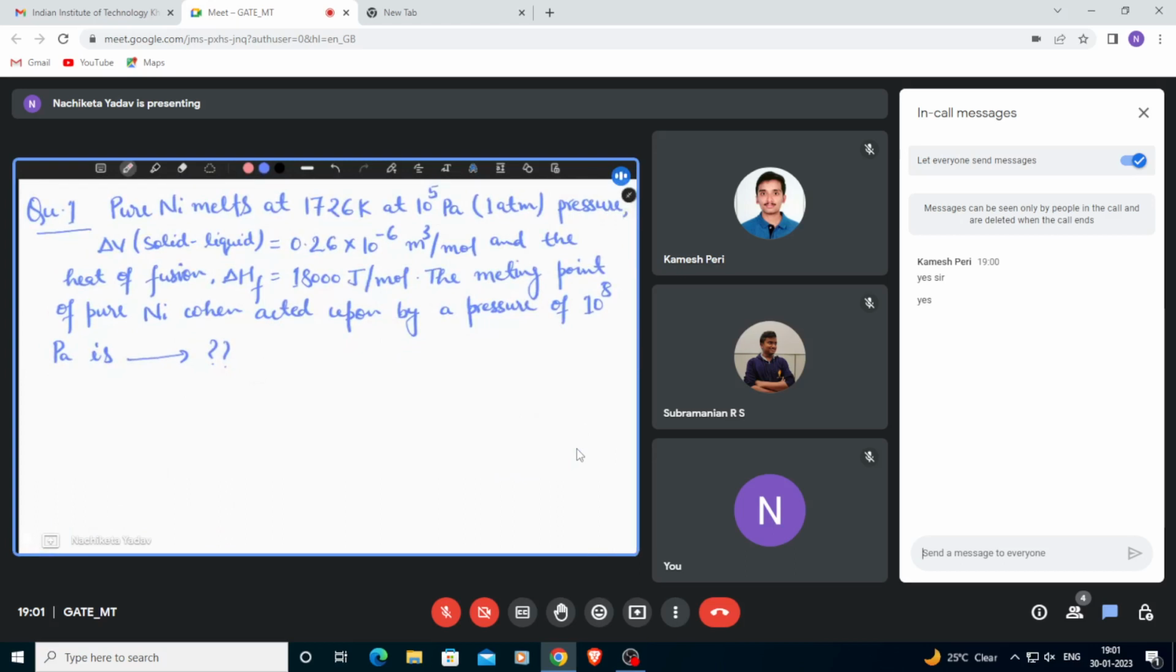Here, can you tell me how will we solve this question? The melting point of pure nickel when acted upon by a pressure of 10 to the power 8 Pascal, what will be the melting point? How will we solve?